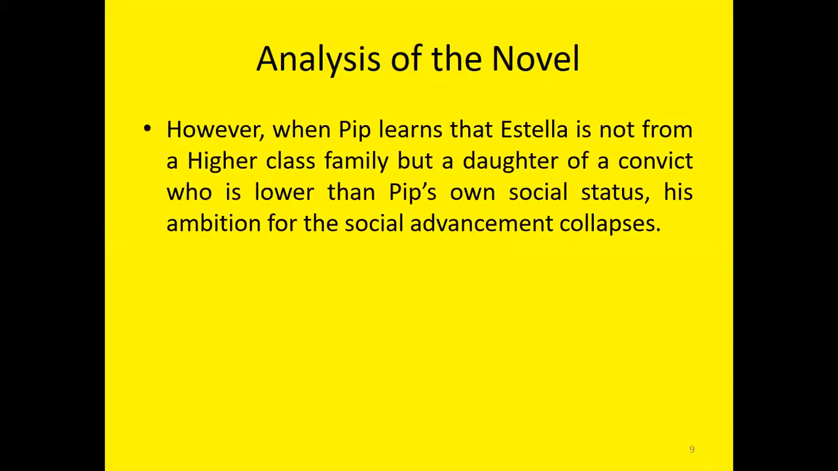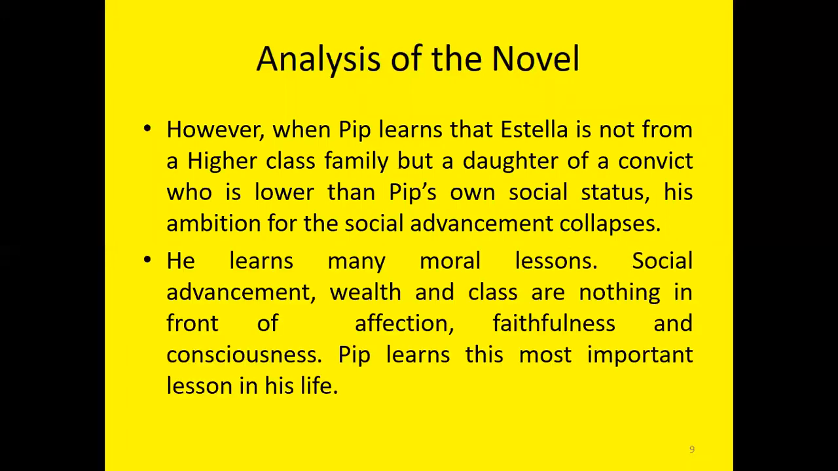However, when Pip learns that Stella is not from a higher class family, but a daughter of a convict who is lower than Pip's own social status, his ambition for social advancement collapses. He learns many moral lessons. Social advancement, wealth, and class are nothing in front of affection, faithfulness, and conscience. Pip learns this most important lesson in his life.